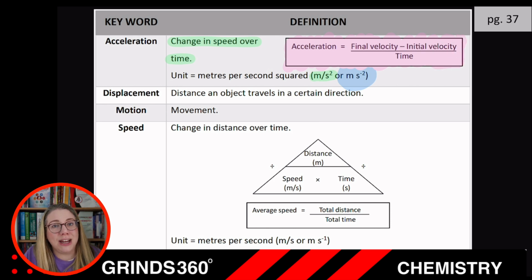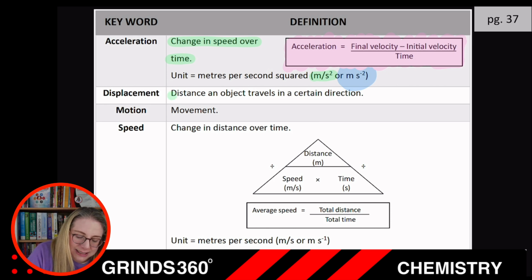Now, we'll actually be looking at calculating acceleration with a few different examples in a few minutes. But basically, just before you go into your exam, this page is a really, really good one to look at and refresh the key bits of information that you need for this topic.